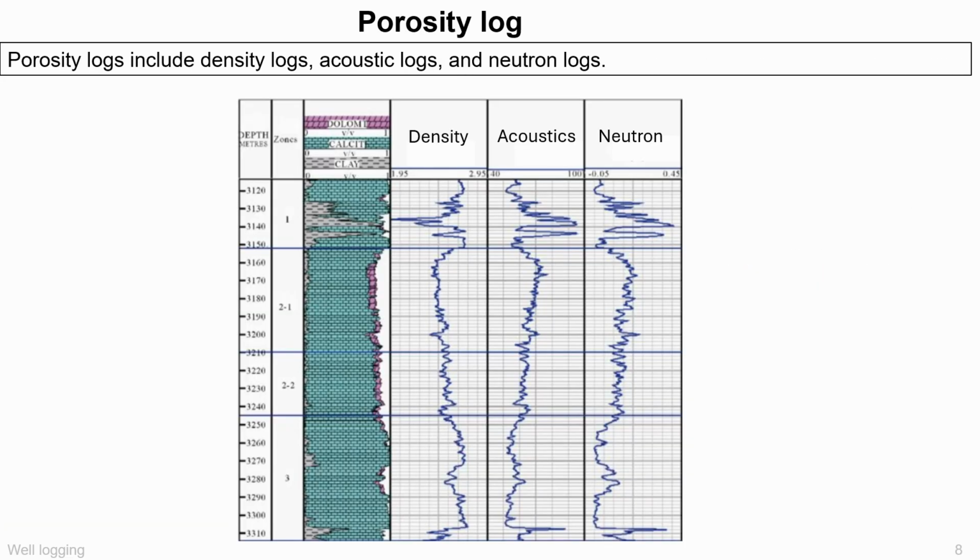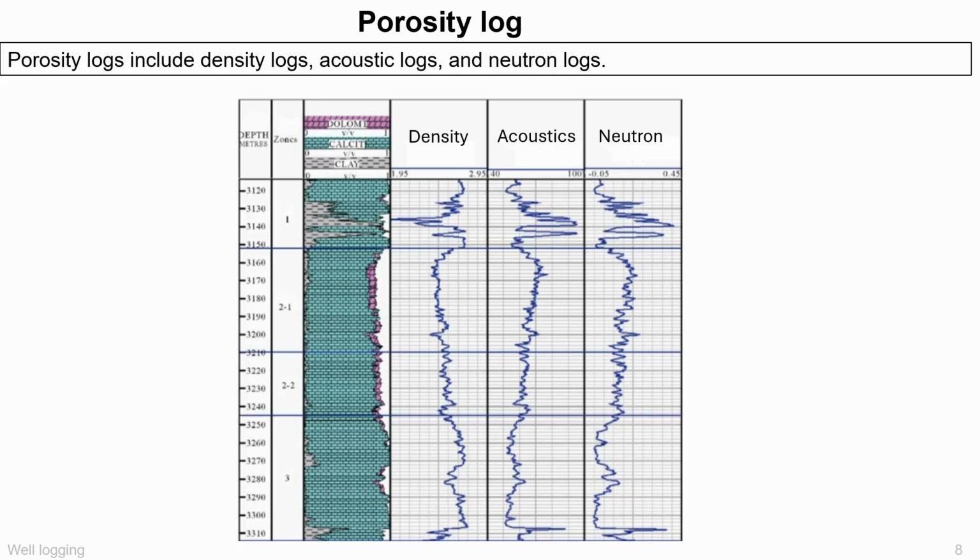Now the deck moves into porosity logs, which include density logs, acoustic or sonic logs, and neutron logs. These are among the most important formation evaluation tools because porosity is one of the key reservoir properties controlling storage capacity. Each of these logs estimates porosity from a different physical principle.